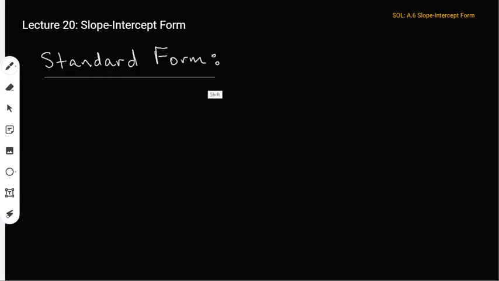All right, today we're going to be doing lecture 20, slope-intercept form. So last time we met, we talked about x-intercepts and y-intercepts, and we talked about standard form. And we learned that there are 3 different ways that you can write the equation of a line. The first one is called standard form, and we did that last week.